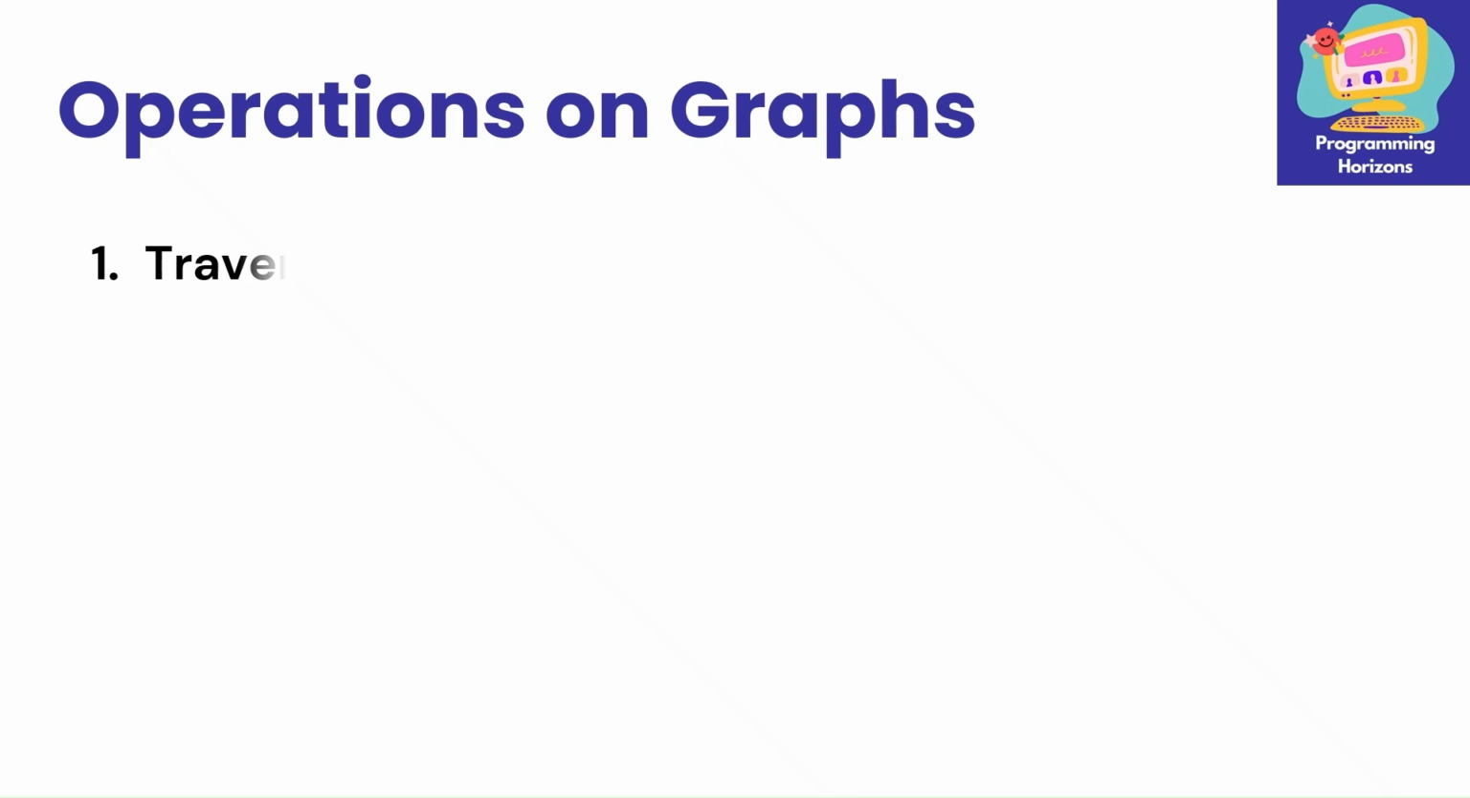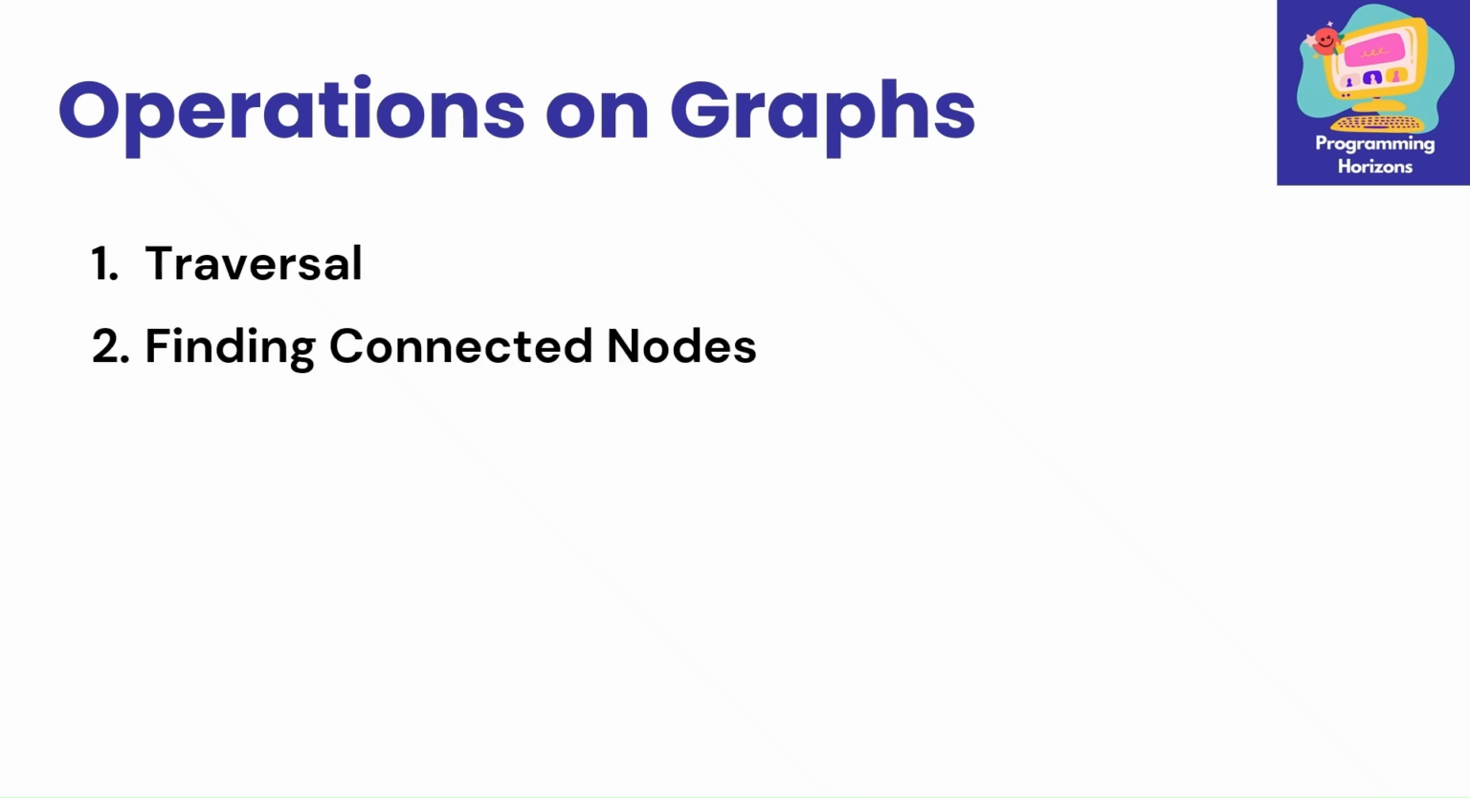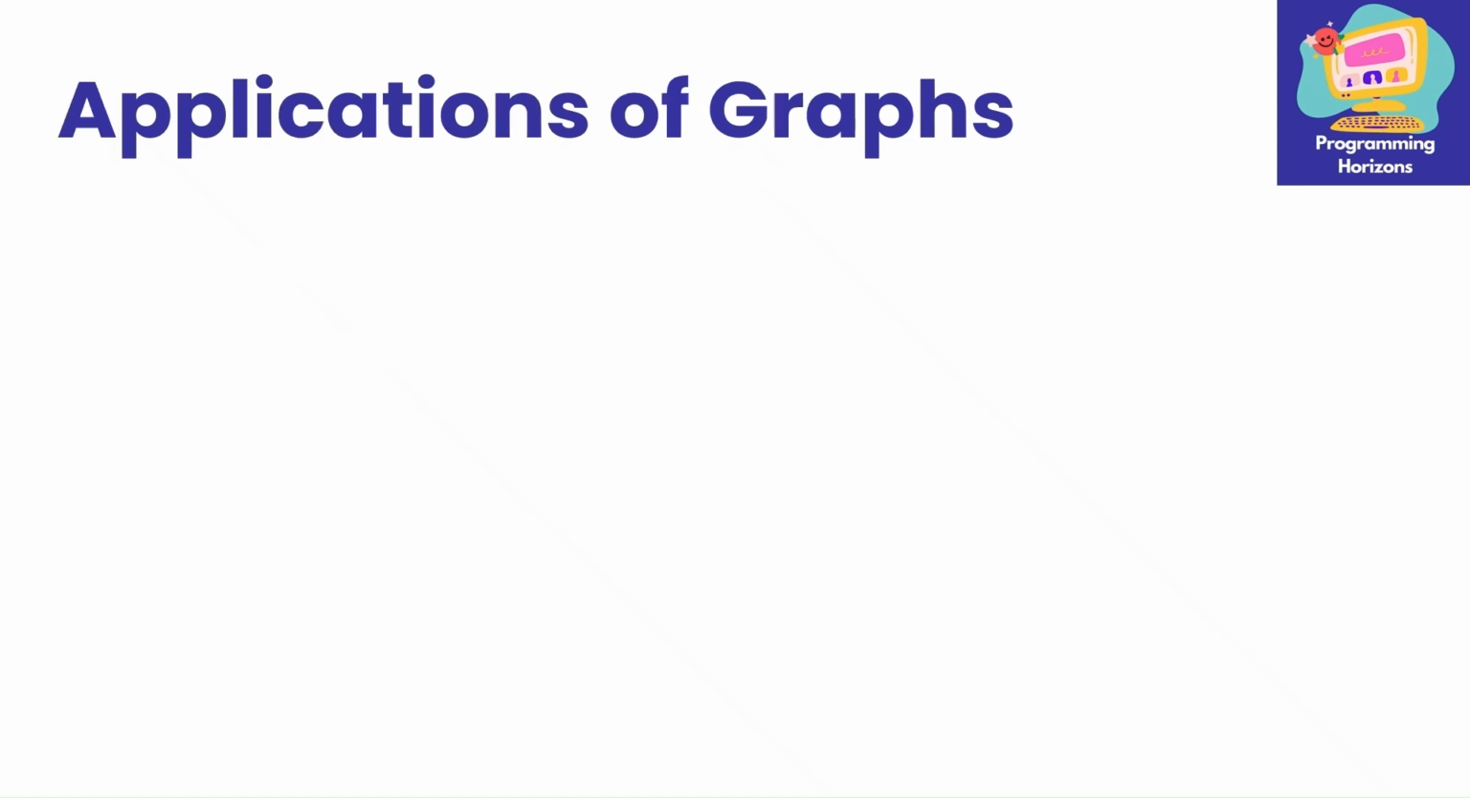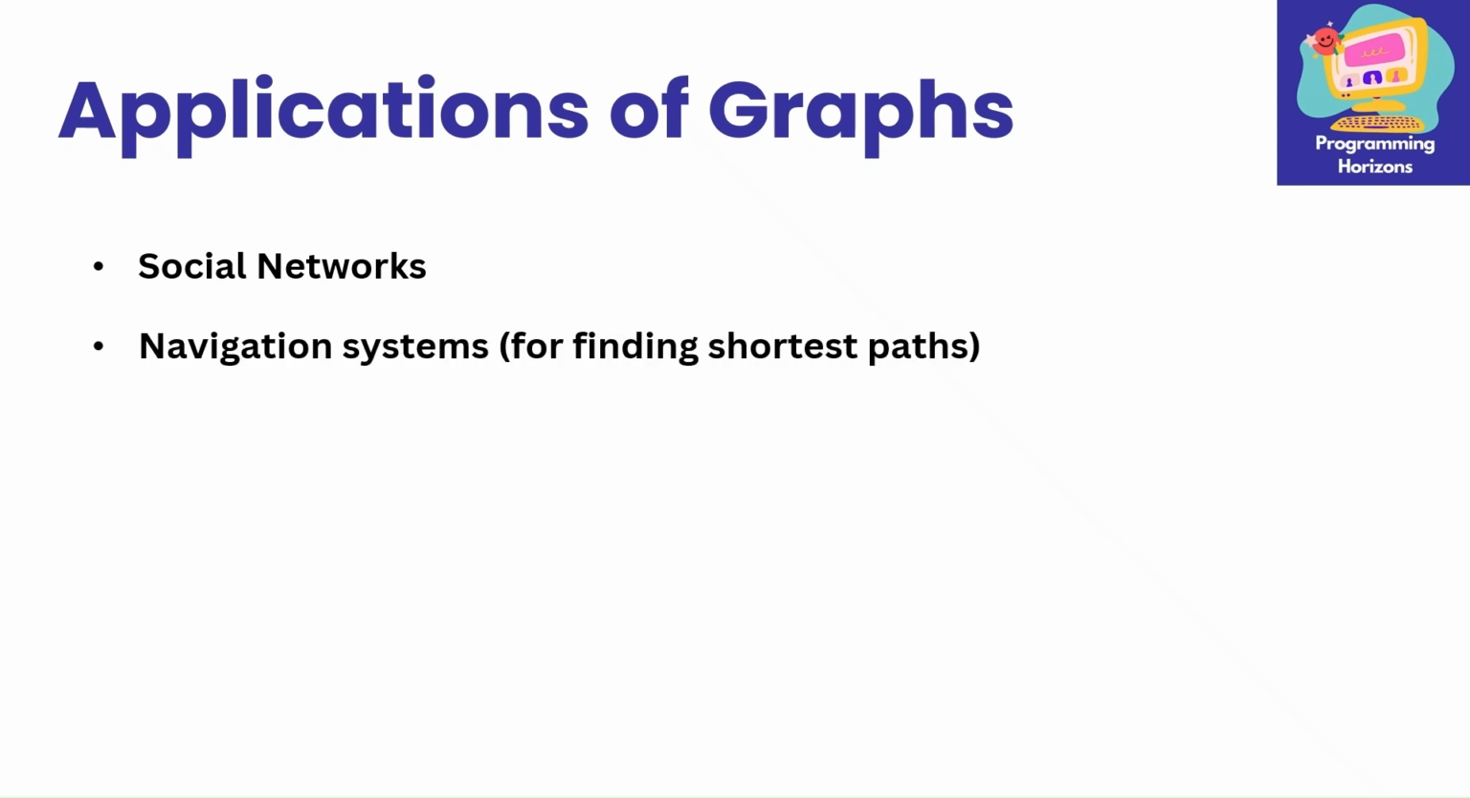Operations on graphs may include traversal, finding connected nodes, and also finding the shortest path between any two nodes. The real-world applications of graphs may include representing social networks such as on LinkedIn. In navigation systems, graphs can be used for finding shortest paths and also for representing computer networks.